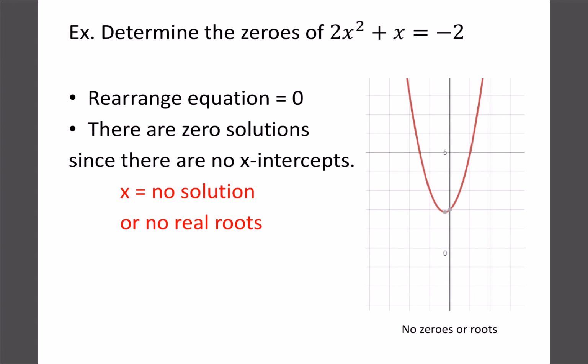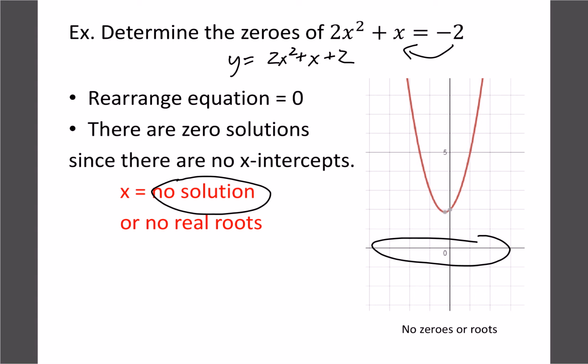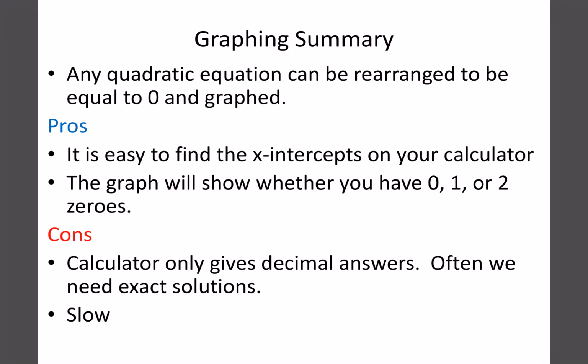So here's one that doesn't work. Once again, you'd want to rearrange this. So we'd put it as 2x squared plus x, bring the 2 over, so make it +2, so it's equal to 0. Graph that. And when you graph it, you get a graph that looks like this. And you can see there are no x-intercepts. There's nothing that crosses the x-axis, so we just say no solution, or another way of saying it is there are no roots, no zeros. So that's it for graphing.